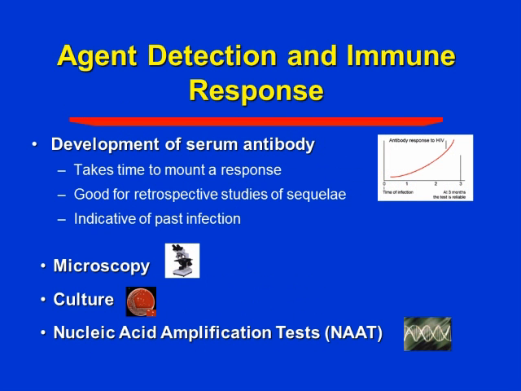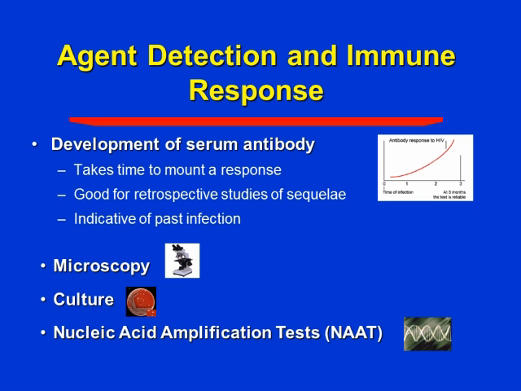The other classic way of assigning disease status, of course, is agent detection or the immune response. And this is something that many of us are familiar with. Using the immune response to determine disease status takes advantage of the fact that we develop serum antibody to most infections. And you can measure this serum antibody and determine if someone has been infected. Important caveats to this are that it takes time to mount an immune response, so often it's not effective if you only get a sample from someone when they're ill.